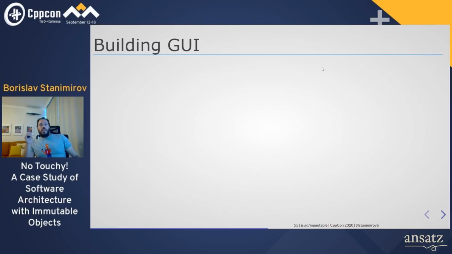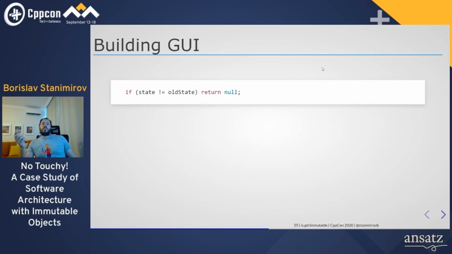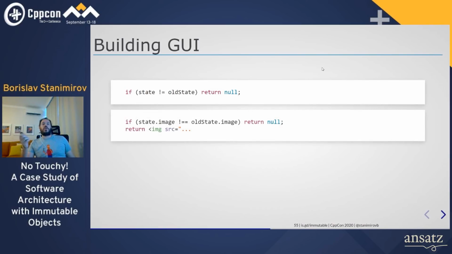So how does this help? For example, it does help with building the GUI. We can memoize certain elements of the state, and if, for example, the state hasn't changed, we can return null, so make no changes here. If the image hasn't changed, we can return null, so make no changes here. Otherwise, we can return some kind of a DOM object at this point. And this is optimization, isn't it?